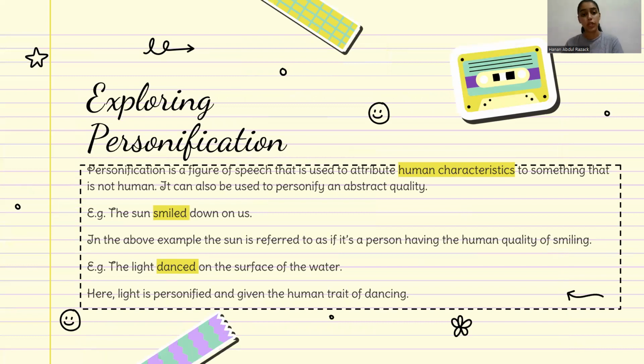Finally, we have personification. Personification is a figure of speech that is used to attribute human characteristics to something that is not human. It can also be used to personify an abstract quality. Example, the sun smiled down on us. In the above example, the sun is referred to as if it's a person having the human quality of smiling. Another example, the light danced on the surface of the water. Here, light is personified and given the human trait of dancing.